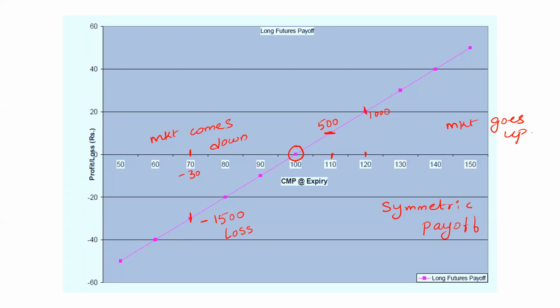Symmetric payoff means unlimited profits and unlimited losses. So there is a chance that the party can make unlimited profit, or there is also a chance the loss could also be unlimited. So if, let's say, the closing price is 60, he is going to lose minus 40 multiplied by 50, he is going to lose 2000.